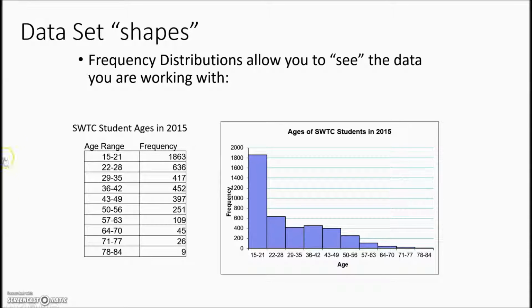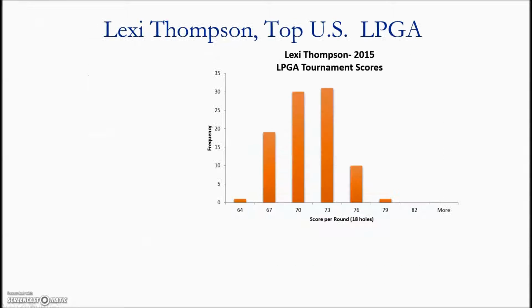In this example, the bulk of the students are at this younger range and fewer as it goes out to the right. When you have the majority of numbers on one end or the other of your graph, this is called skewed data. And oftentimes we will use a line to smooth out those rough edges.